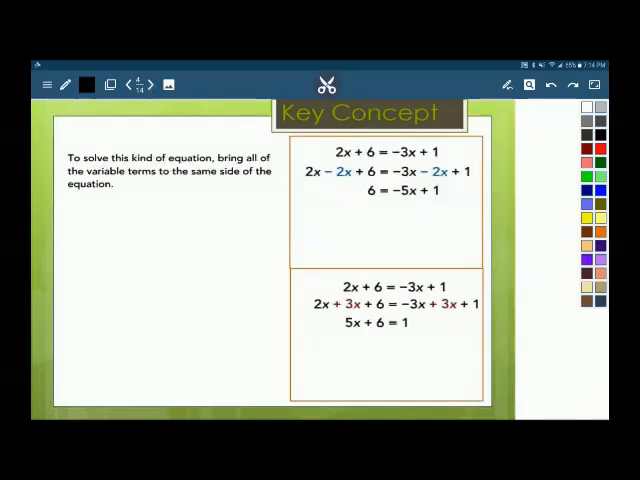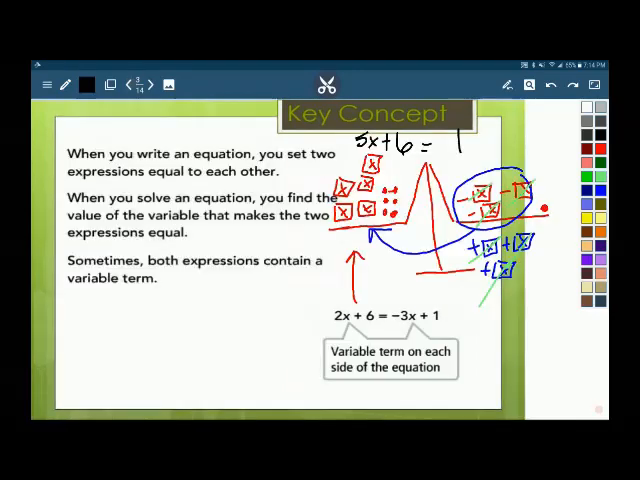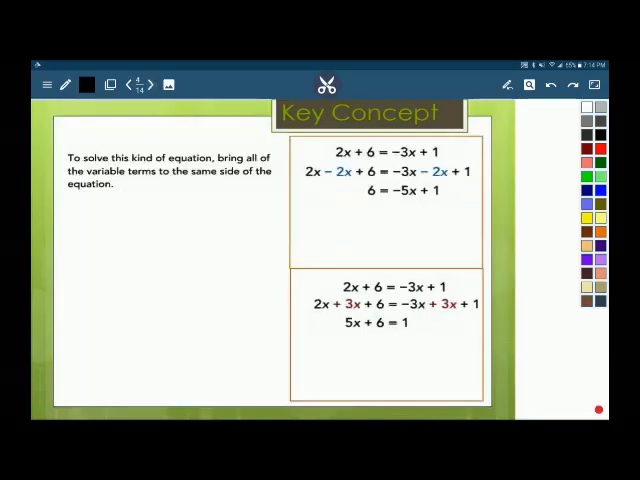So let's give this a try. We're going to actually look at 2 different ways that we could solve a problem like this. And if you notice, this is the same equation that we had in our key concept slide over here. It says to solve this kind of equation, bring all of the variable terms to the same side of the equation. Now, the way that I decided to do it when I gave you my balance beam example was the bottom one right here. I decided to take the 3x and add it to both sides so that all of the x's ended up on the left side of the equation. There they are, the 5x's.